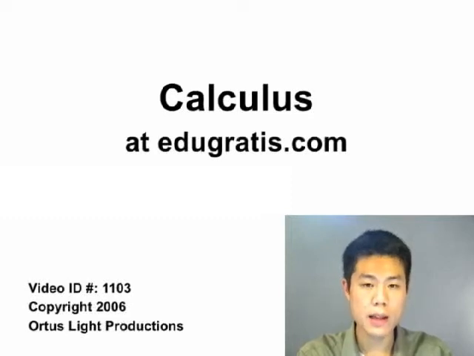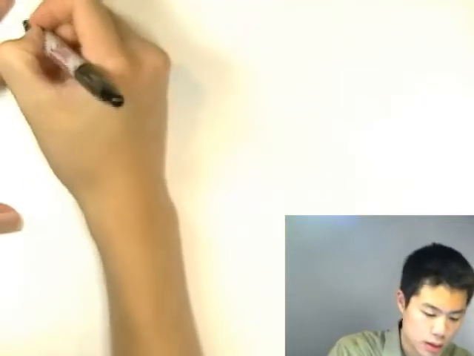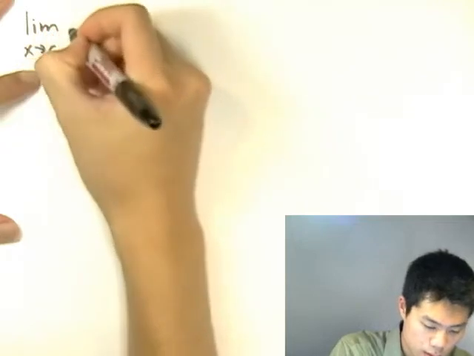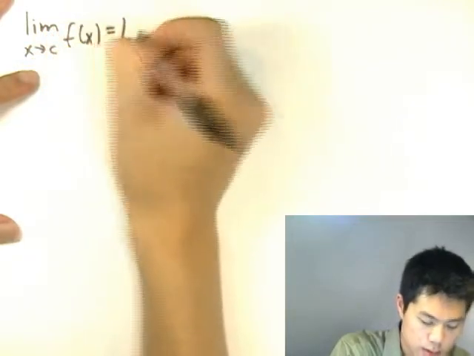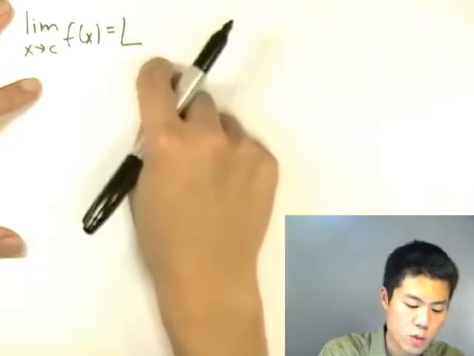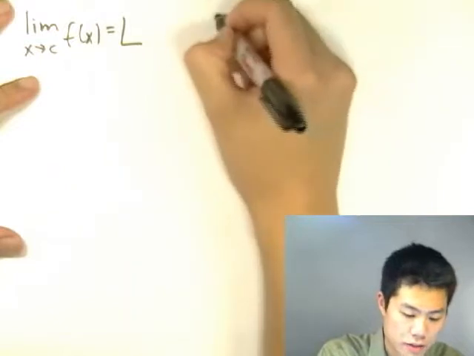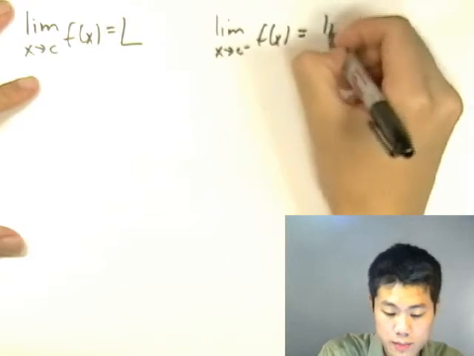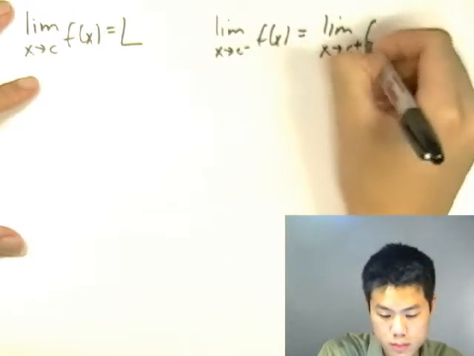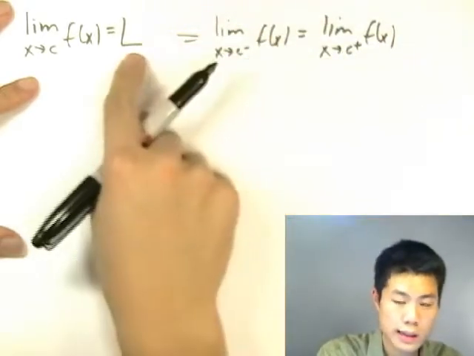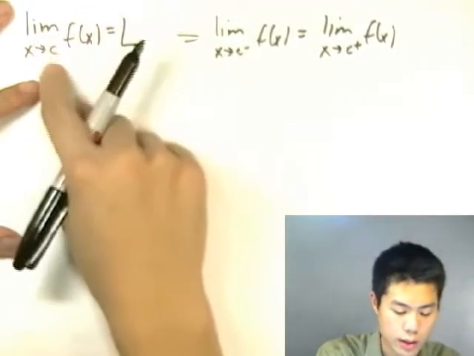So now let's talk about limits that don't exist. But before we do that, let's do a quick recap. A limit, the notation that we can use is as such. For this limit to exist, the left-hand limit must equal the right-hand limit. And if these two limits are equal to each other, and they equal L, then that's what the limit equals.